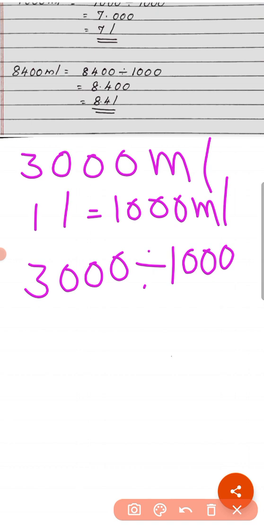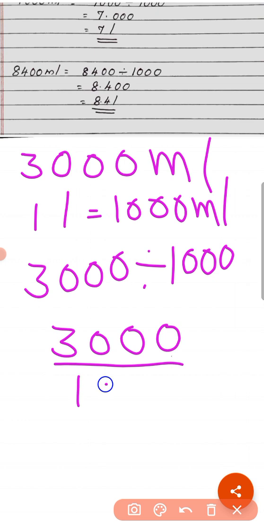Children, dividing by 1000 means shift the decimal point 3 places to the left. That is, 3000 divided by 1000 means you should shift the decimal point 3 places to the left side because in 1000 there are 3 zeros. So 1, 2, 3.